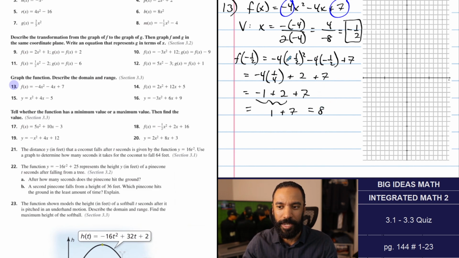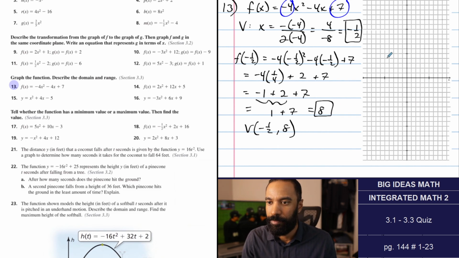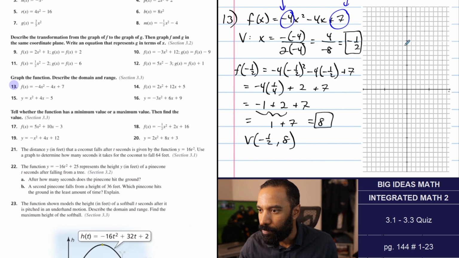It's a lot more than I probably needed to write. I could have probably gone straight from there to 8, but that's okay. So your vertex is at negative 1/2, comma 8. Okay, that's where we're going to begin this graph. And it will go upside down. So negative 1/2, comma 8.